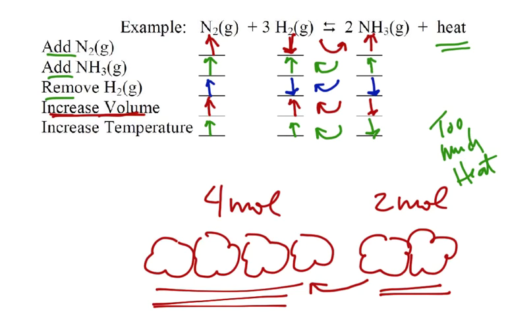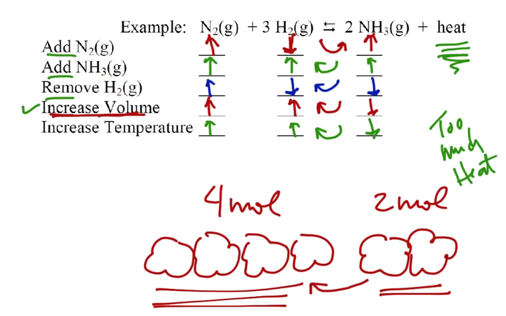But if I'm increasing the volume, I just shift whichever side takes more room. So I go by moles of gas. And again, if there's moles of liquids or moles of solids, their volume doesn't change, so don't count those. Only moles of gas when you're doing volume. And temperature, just do the heat part.